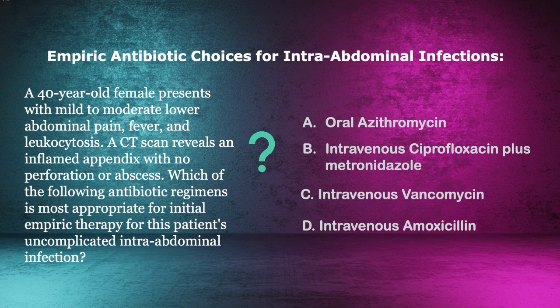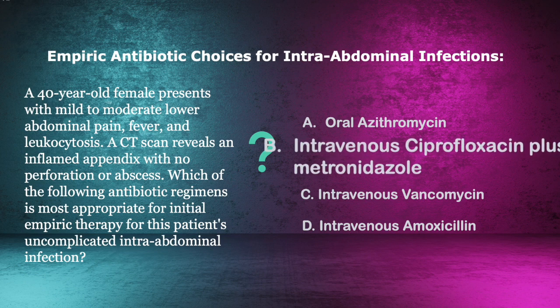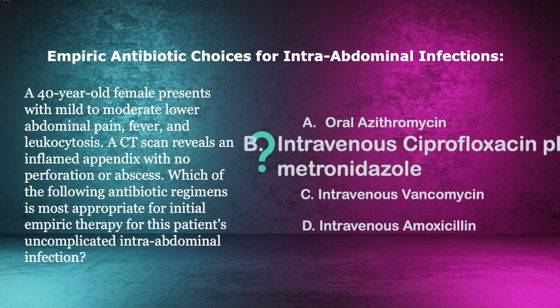We have A, oral azithromycin, B, IV ciprofloxacin plus metronidazole, C, intravenous vancomycin, and D, intravenous amoxicillin. I feel like every intra-abdominal infection is going to have Flagyl. So if you pick B, I would pick, there we go, IV ciprofloxacin plus metronidazole.